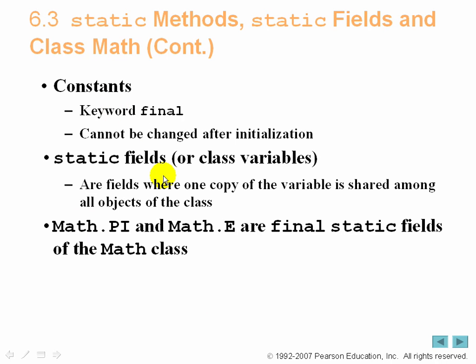So for the concept of a static field, the term field actually applies to all variables defined within your class, and within the concept of a field you have instance variables and class variables. The static fields are the so-called class variables, and again in the Math class we have Math.PI and Math.E as two constants that we could use in mathematical calculations.